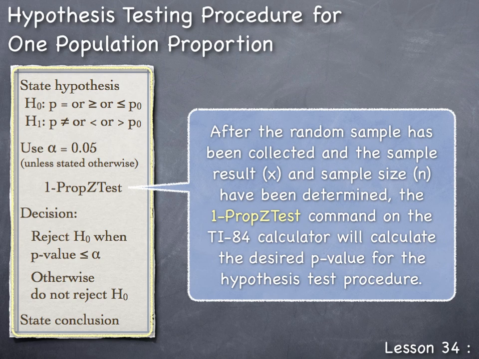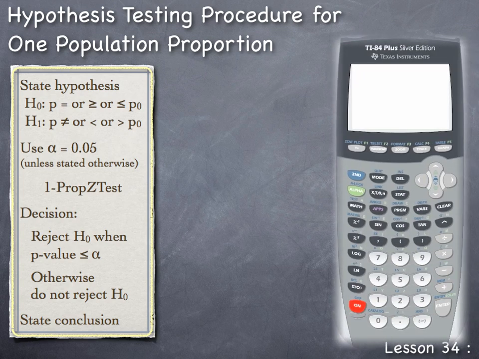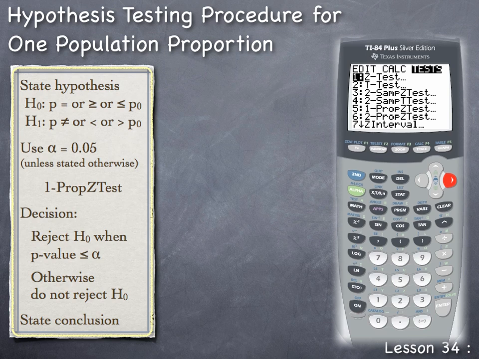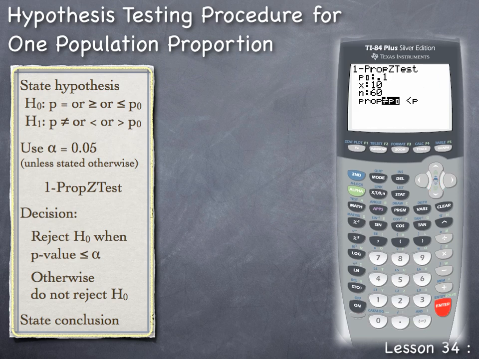Now, after the random sample has been collected, and the sample result, x, and the sample size, n, have been determined, the 1-PropZTest command on the TI-84 calculator will calculate the desired p-value for the hypothesis test procedure. It's this p-value that will be used to help reach our decision. On the TI-84 calculator, the 1-PropZTest command is found by pressing stat, arrow over to tests, and then arrow down till the cursor gets next to 1-PropZTest, and then press enter.